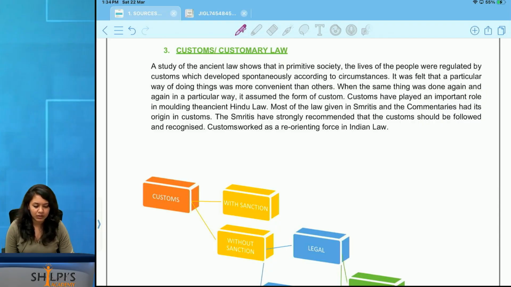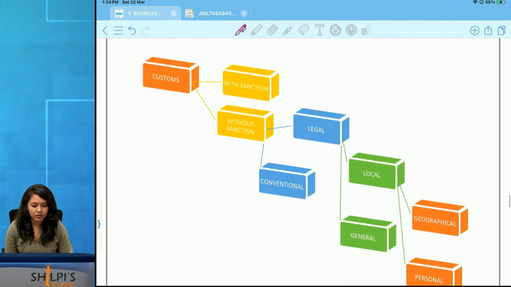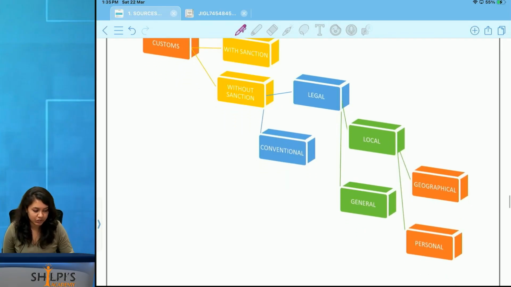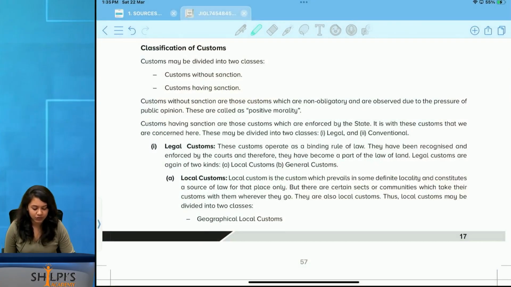Now, when we look at customs, customs can be of multiple types. There are customs with sanction, without sanction. The customs without sanction can be further classified as legal or conventional. Legal customs can be further classified into local and general, and local customs can be further classified into geographical and personal customs. So let's break down what exactly each of them are.